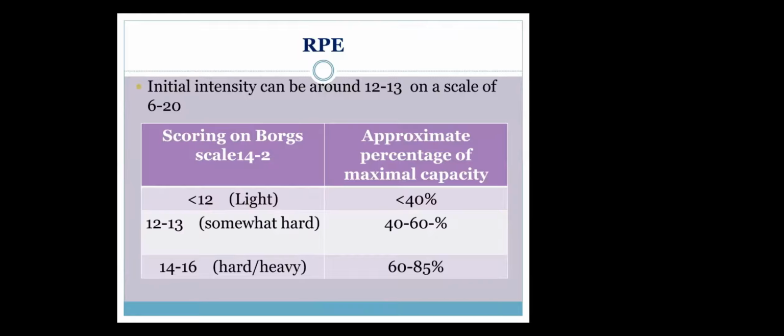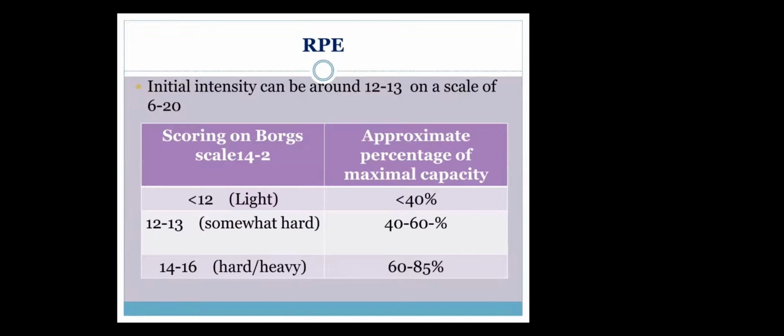When the individual grades his RPE to be less than 12, that is considered light, and the approximate percentage of maximal capacity is then less than 40. This is again an approximate estimation. When the individual grades it as 12 to 13, or somewhat hard on the scale, it is approximately 40 to 60% of the maximal capacity. If the individual grades it as 14 to 16, which is hard or heavy, then it will correspond to around 60 to 85% of the maximal capacity. So RPE can be used as an indirect method of intensity prescription.